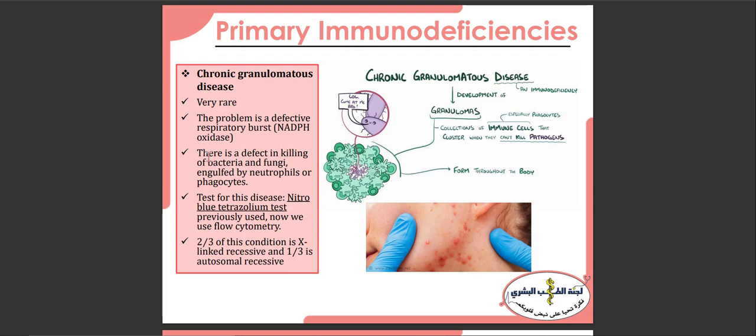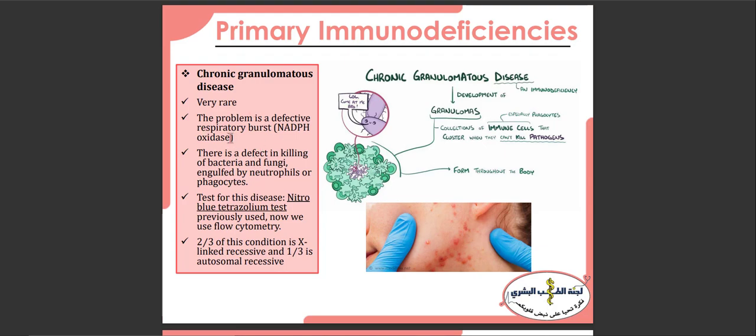defect in killing of bacteria and fungi engulfed by neutrophils or phagocytes. فالمشكلة عندنا هون مش إنه ما في cells أو ما في engulfing the cells، لا، neutrophils and macrophages are able to engulf the pathogens but they cannot kill them. The NADPH oxidase in them is defective.